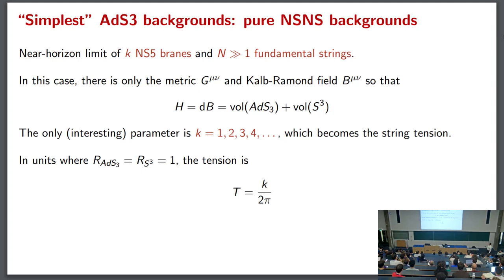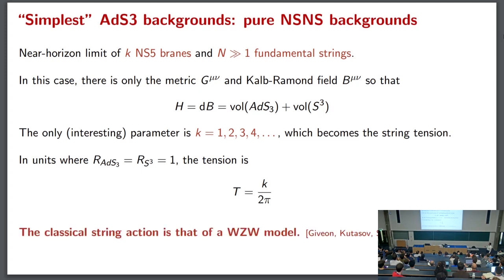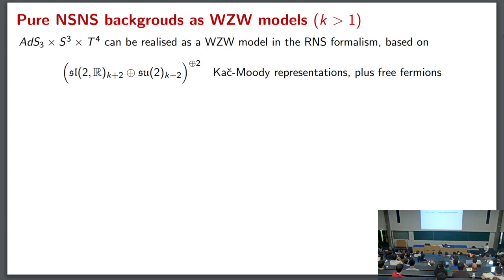And the reason why I call this background the simplest is that it so happens that the string action, when you write it down, is the action of a Wess-Zumino-Witten model. And this is something that you know how to quantize, even in the supersymmetrized case. And you can quantize it in the RNS string. This is all a very old story, but I want to briefly review it. So you get a Wess-Zumino-Witten model based on SL(2) and SU(2). The levels of these Kac-Moody algebras are shifted by plus and minus 2. That's why these things that I'm saying hold for k greater than 1. k equal 1 is a bit special. Let's set it aside for now.